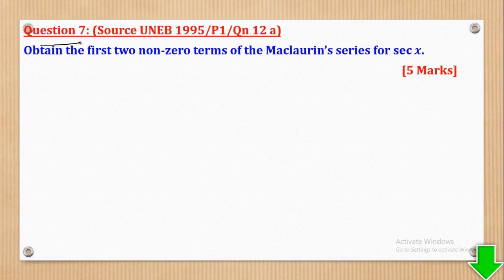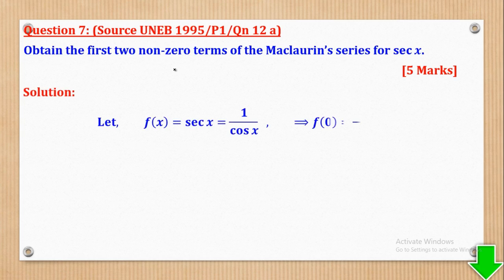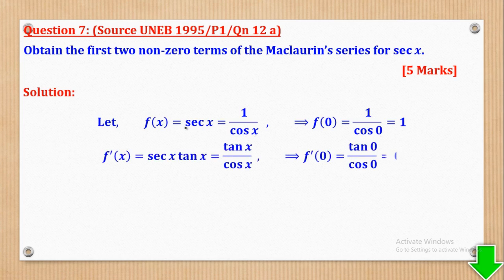Now we shall go to question 7, which came from UNEB 1995, paper 1, question 12a, and says, obtain the first two non-zero terms of the Maclaurin series for sec x. So that means that the function is sec x, which is 1 over cos. Substitute x equal to 0, come up with 1. So that is one term, we are looking for the next non-zero term. So differentiate this, you come up with this. And substitute x equal to 0, come up with 0. So we have to differentiate again.